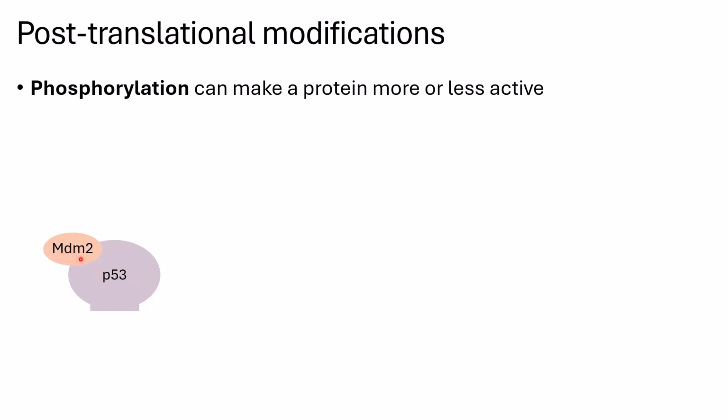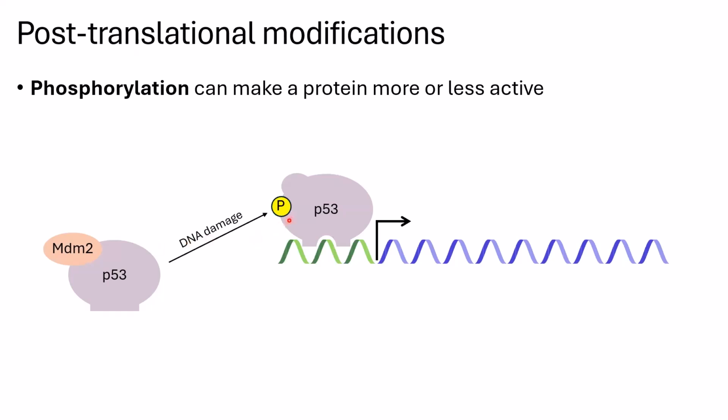When DNA damage occurs, signals are passed through the cell, and some of these signals tell kinases to phosphorylate p53. This phosphorylation causes the MDM2 to let go of p53. Now p53 is active and can act as a transcription factor that promotes transcription of genes involved in DNA repair.